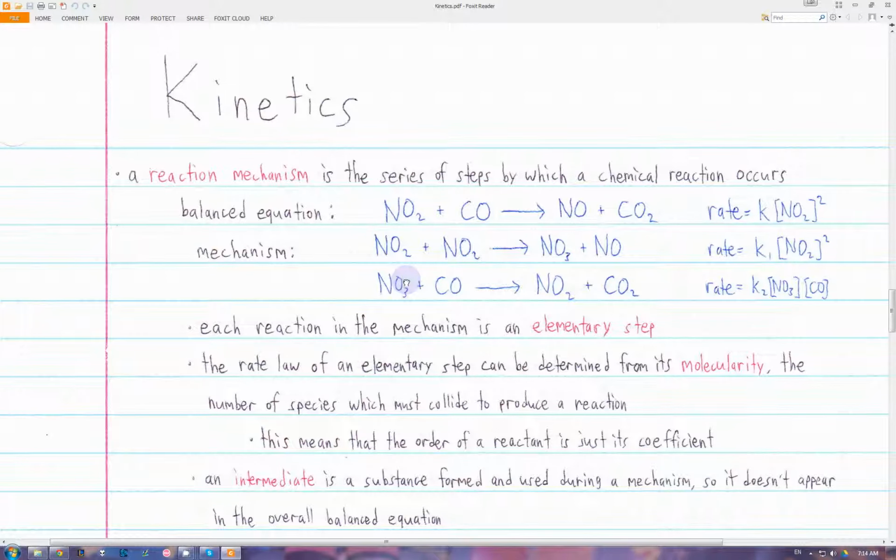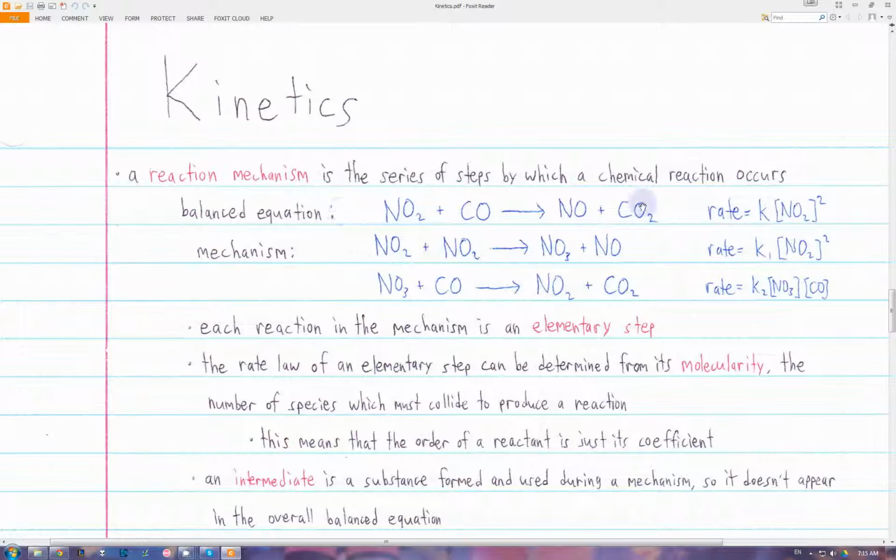So when we look at a balanced equation, all we see is what the products are and what the reactants are. But it doesn't tell us anything about how the reaction actually occurred. Because reactions occur in a series of small reactions, each called an elementary step. And the series of elementary steps that make up an overall reaction is called a reaction mechanism.